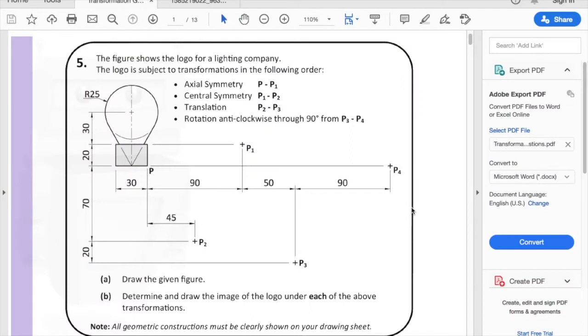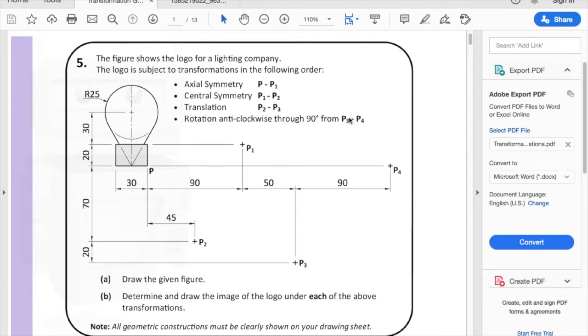So I'm now going to talk you through the 2019 transformation geometry question. Now, what we have with it is our setup here in the exam paper question. Make sure always when we get these that straight away we read it.